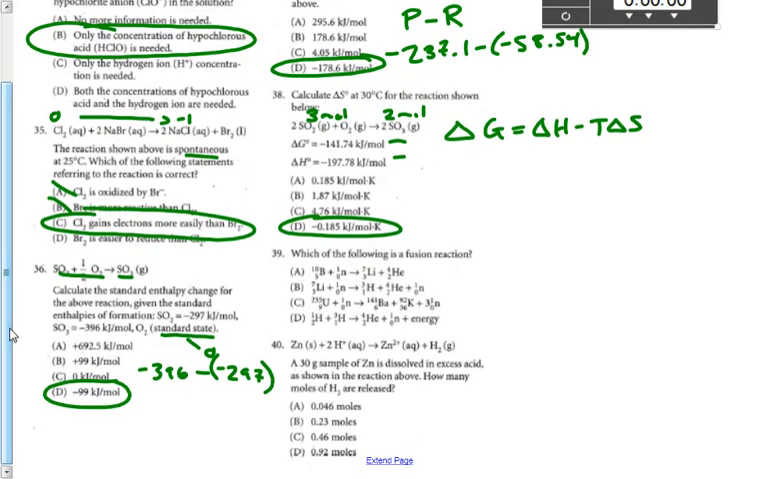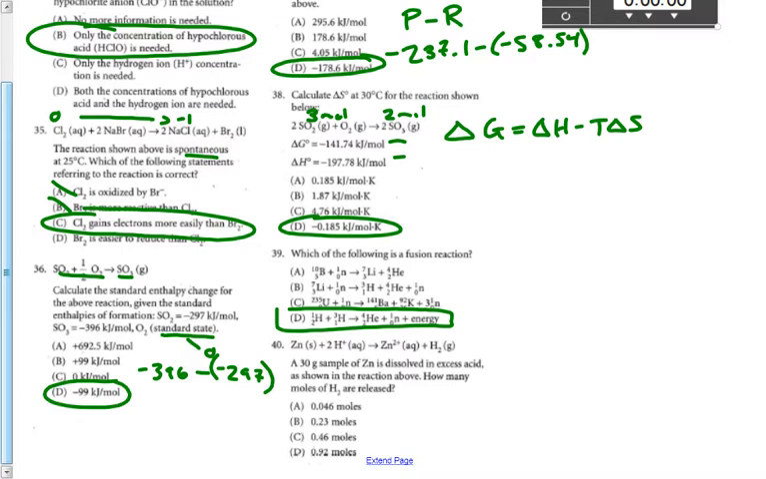Which one's fusion? Fusion's fusing things together, so you should be putting things together. So what is the only one that's actually adding them up? D. 1 plus 3 is 4. That's fusion. The other ones are splitting. You're like, I don't get it. You split it, you made smaller atoms or isotopes.